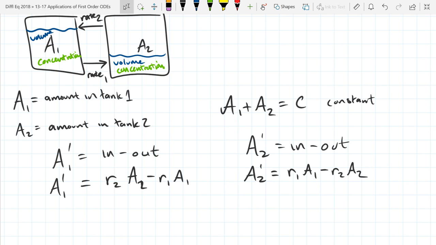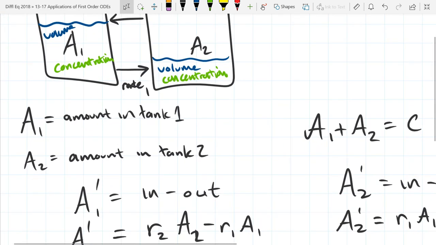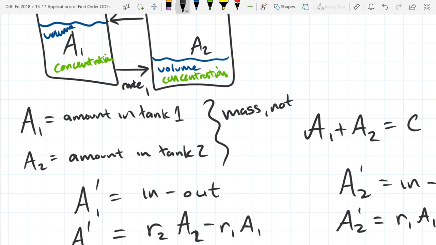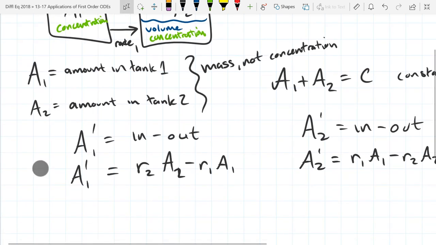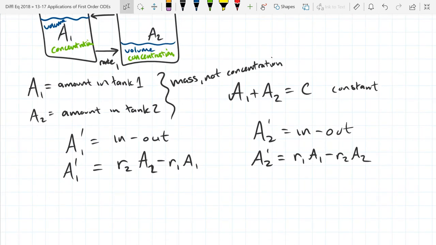Actually, the way I wrote this amount, I think this is mass, not concentration. And because of that, that's why we get a constant amount right here. So the concentration may not be constant, but the amount is constant. That's why we got A1 plus A2 is constant. We have to be a little bit more careful with our derivatives here.